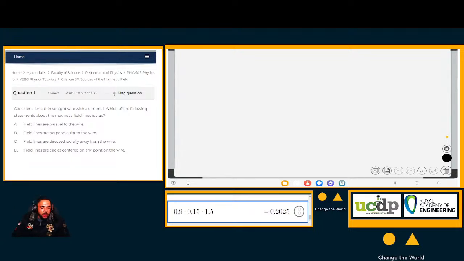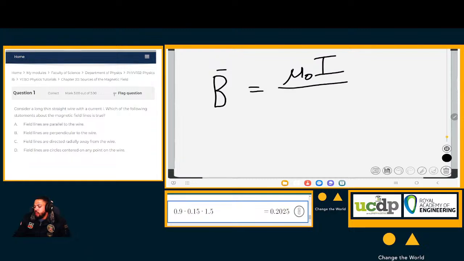Now, for a current carrying conductor, we know that the magnetic field for a current carrying conductor is equal to the permeability of free space multiplied by the current divided by 2 pi times the distance away from the current carrying conductor.